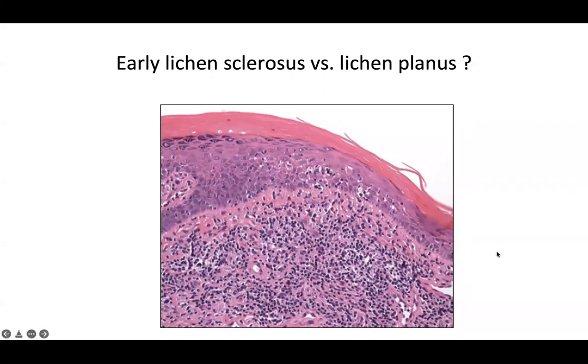Now, eventually lichen sclerosis et atrophicus will evolve to look completely different clinically than lichen planus, so that will be helpful as well. Also, patients may develop extragenital lichen sclerosis, which is not going to look at all like lichen planus, so that will be helpful in the diagnosis.